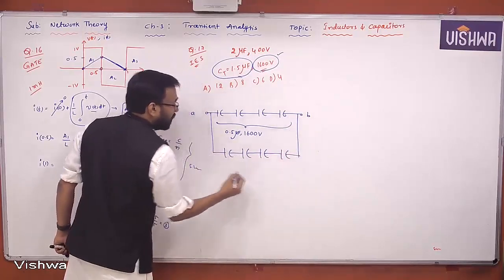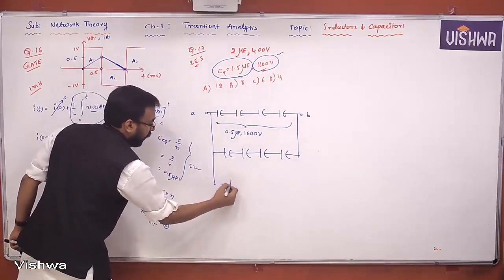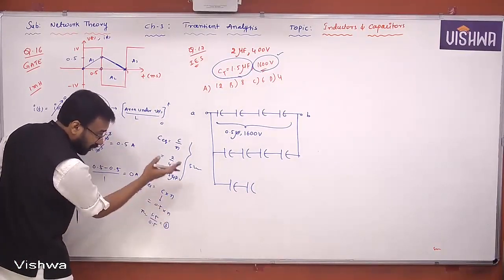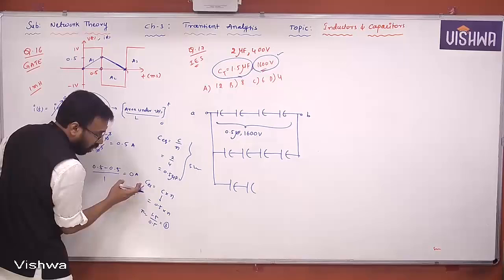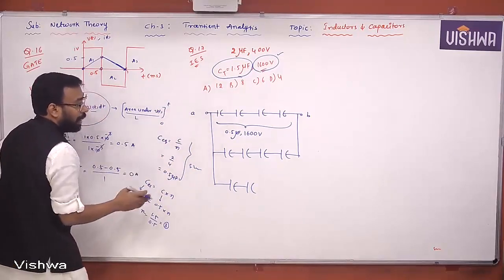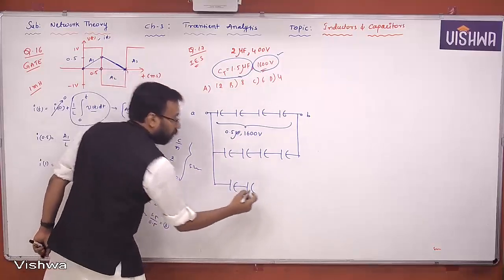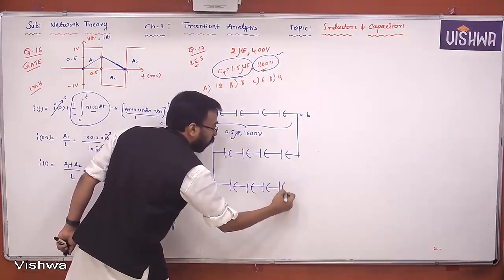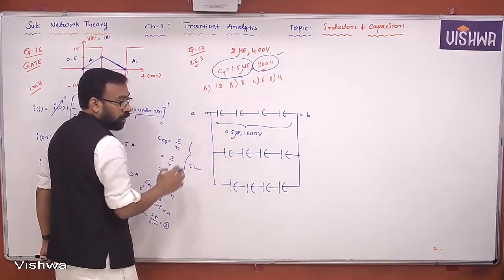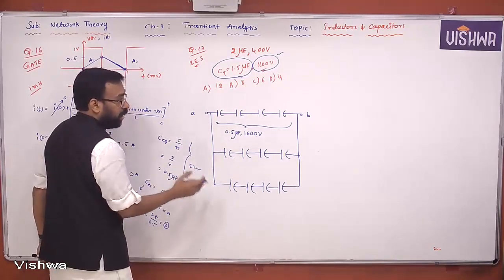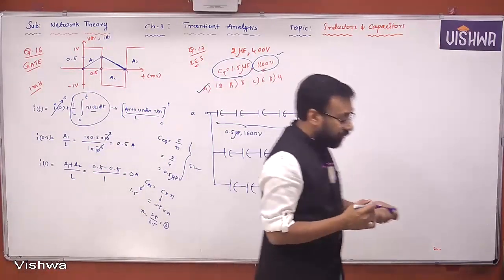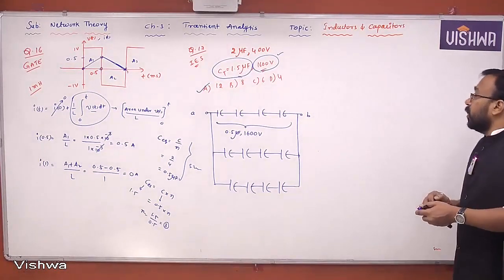Now I've just calculated the number of branches to be connected in parallel. How many branches are required? 3 branches are connected in parallel, but each branch consists of how many capacitors? 4 capacitors. So finally 4 capacitors in each branch, into 3 branches, 3 into 4, you get an answer of 12. Understand, all of you? So this is how you need to answer the questions. Very simple one. Note down, all of you.